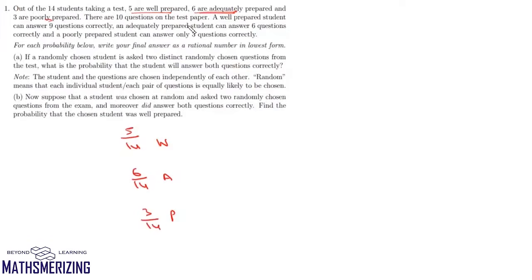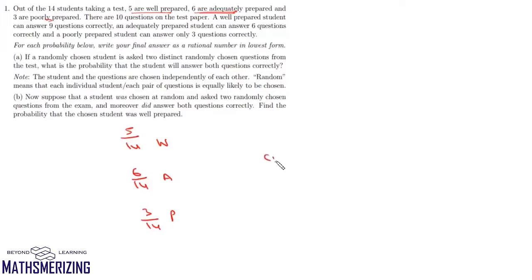Now there are 10 questions on the test paper. A well prepared student can answer 9 questions correctly. An adequately prepared student can answer 6 and a poorly prepared student can answer only 3 questions correctly. Now for each probability below, write down your final answer as a rational number in lowest form. If a random student is asked 2 distinct randomly chosen questions from the test, what is the probability that the student will answer both questions correctly?